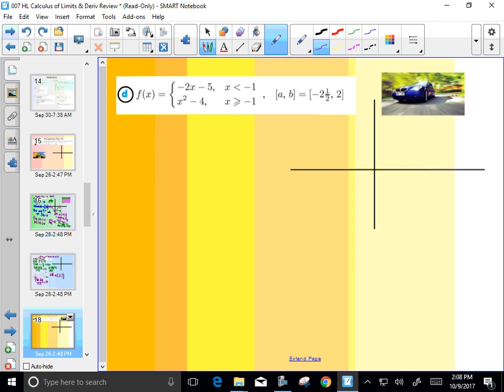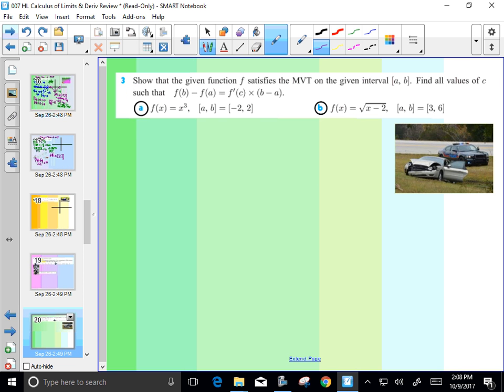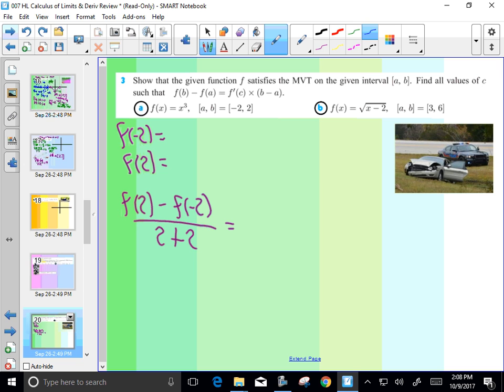So since we did that, let's move to one where we do have mean value theorem. Let's do 3A and B. So here is f of x equals x cubed from -2 to 2. Check out f of -2, check f of 2, find the slope. Figure out differentiability and see if you can find the value. This is where it gets good.